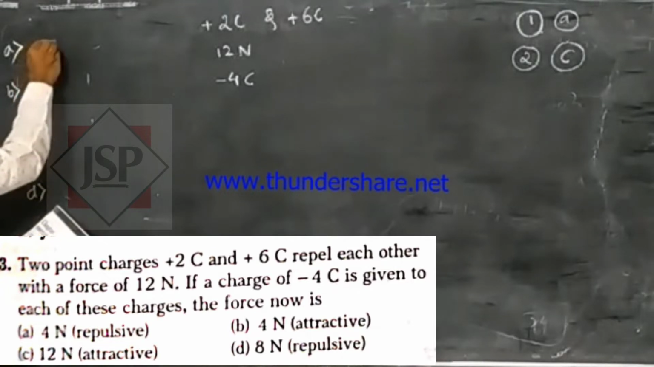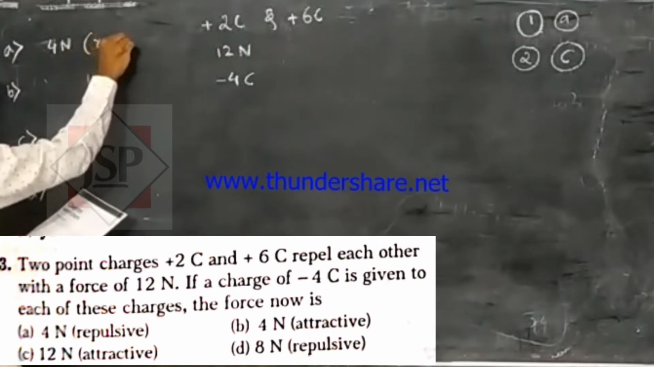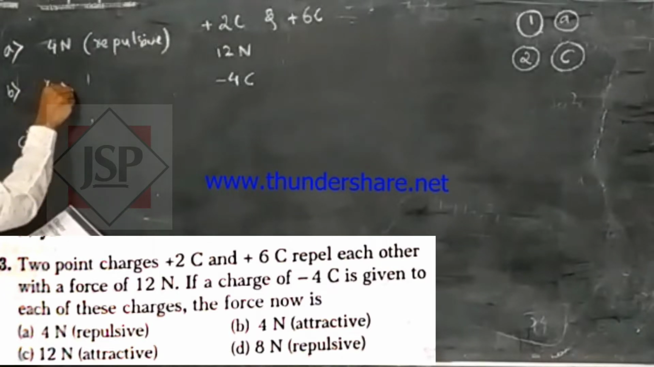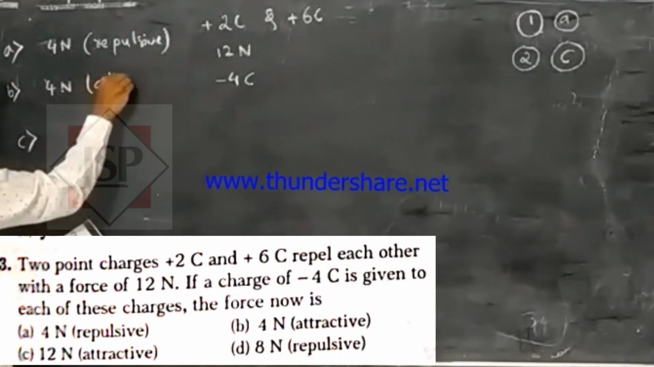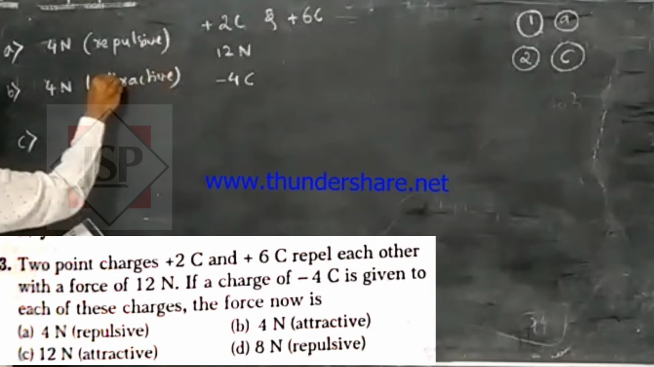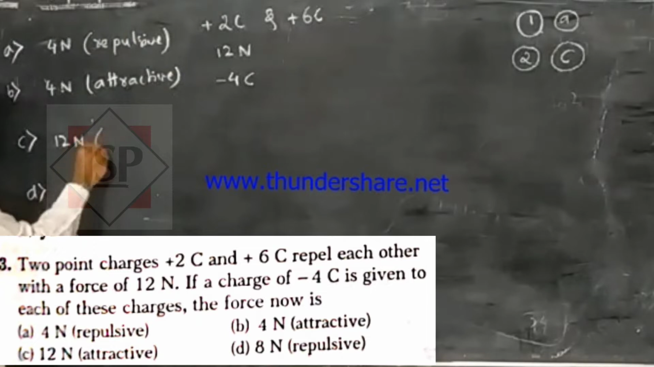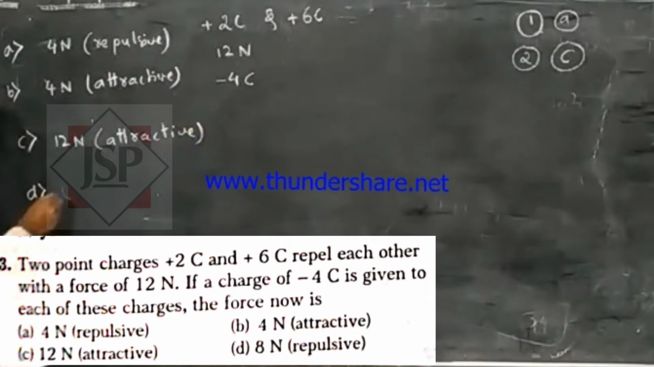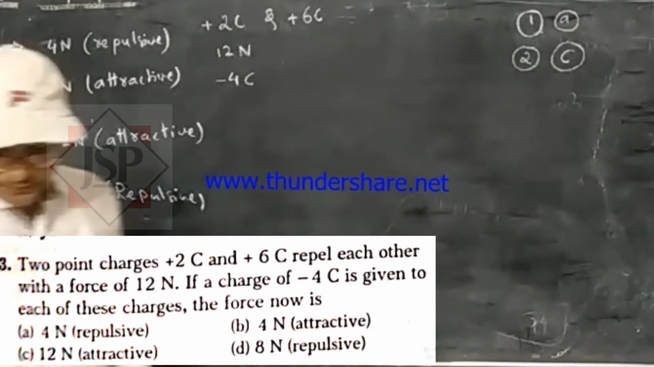The options are like this. A is 4 Newton, repulsive. B is 4 Newton, attractive. C is 12 Newton, also attractive. And D is 8 Newton, repulsive.